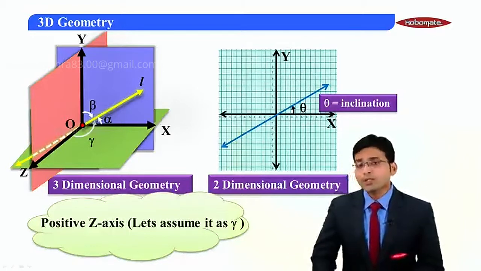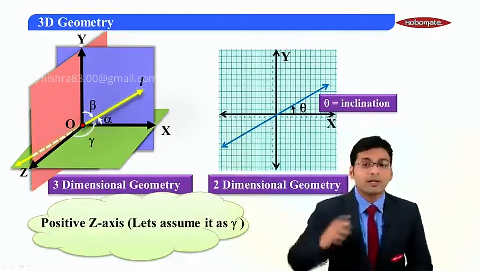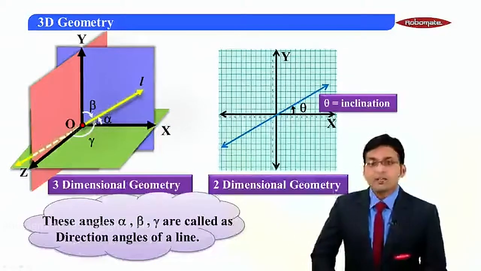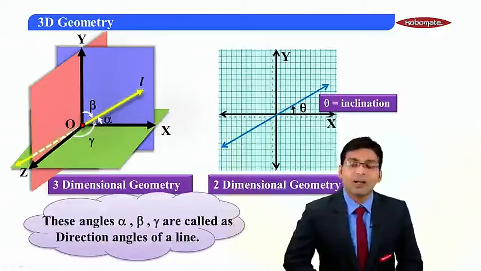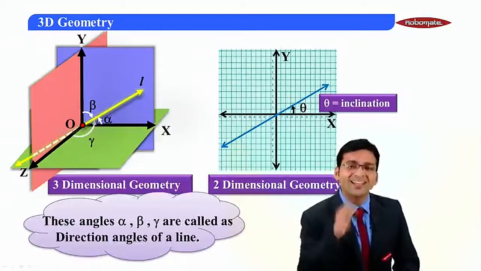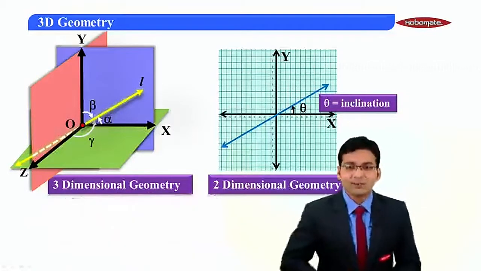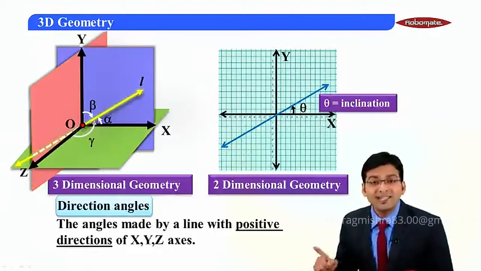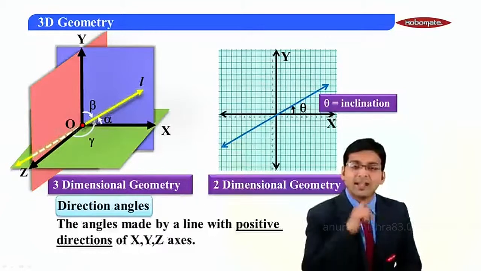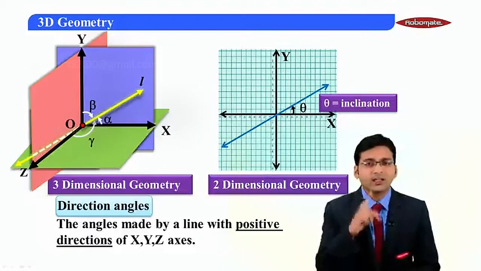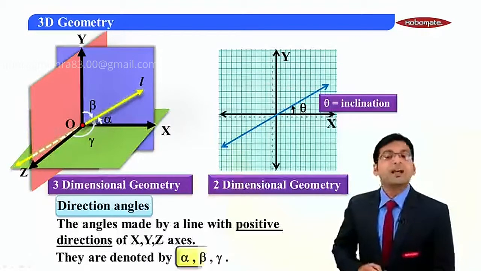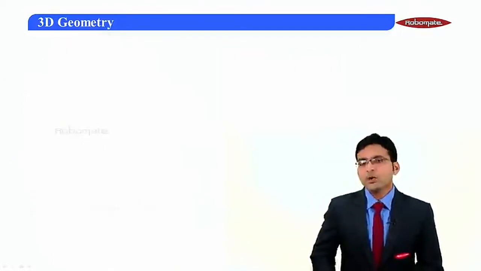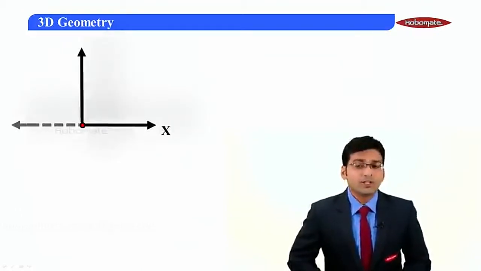Okay, so students, if we know alpha, beta and gamma, then we can draw the line in three-dimensional space, right? So these angles alpha, beta, gamma are called as direction angles of a line. So here is the definition: direction angles. The angles made by a line with positive directions of x, y and z axis are called as direction angles. Now how do we denote them? They are denoted by alpha, beta, gamma. Right students, now let us proceed further with these direction angles.